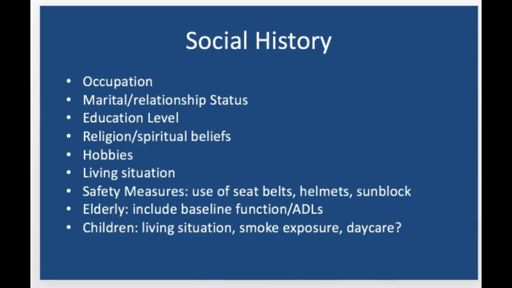The social history is the next part. Social history, you can list things like occupation, marital status, education level, religion, hobbies, living situation, like who lives in the house. Any safety measures, it's an important area to list this. So use of seat belts, helmets, sunblock.